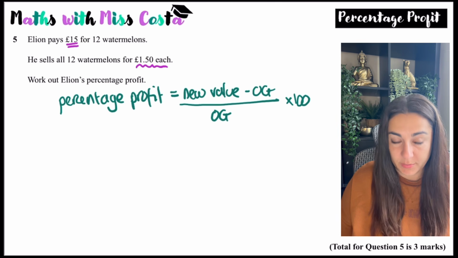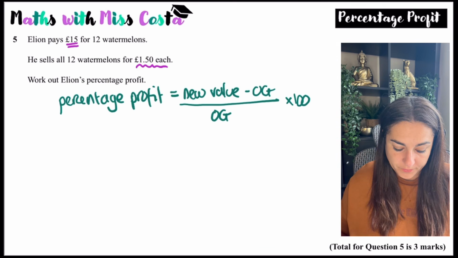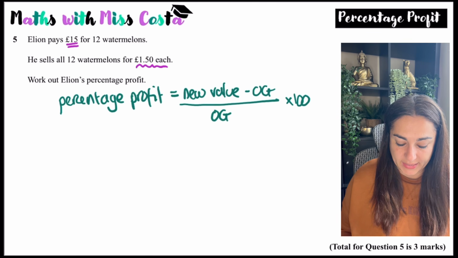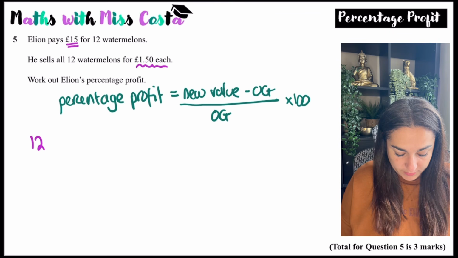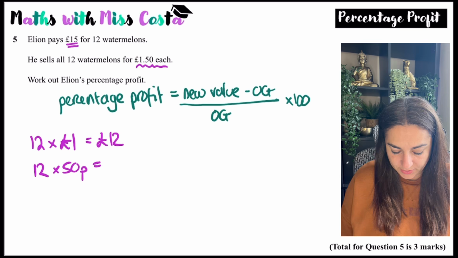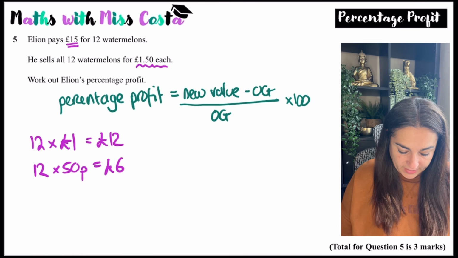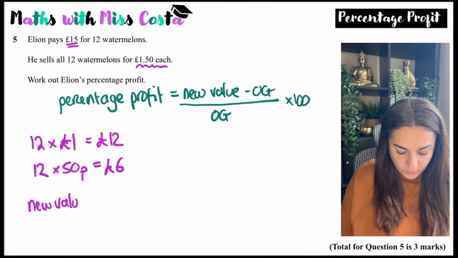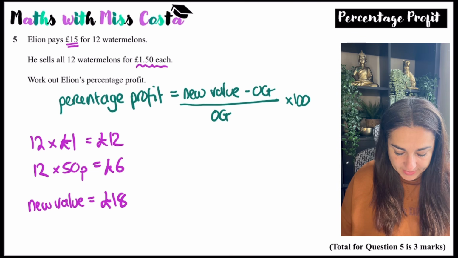So I could either work out how much one watermelon is originally, or I know that originally they all cost £15. So probably it's going to be easier to just do 12 times £1.50 to work out their new value. Because this is non-calculator, I could split it up to make it easier. 12 times a pound is £12, and then 12 times 50 pence would be half of a pound, which is 6. So the new value, or what he sells them all for, the money he takes from all of his sales, is £18.